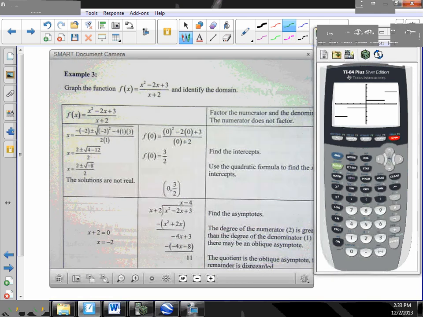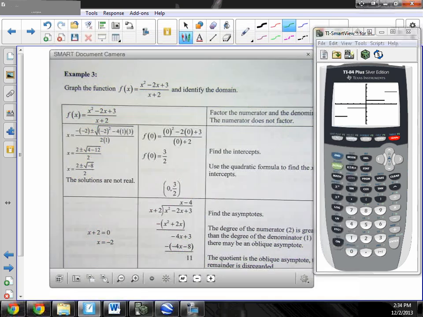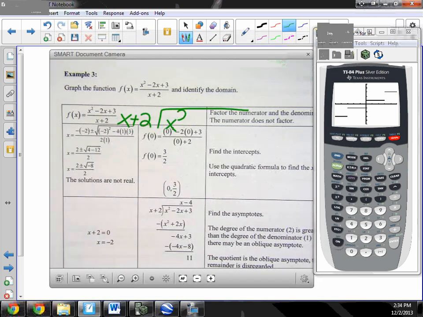So now which is bigger, the top or the bottom? Top is bigger, so it probably has an oblique asymptote. Do they differ by one number? Yes, the top is an x squared and the bottom is an x. So what we do is we ask how many times does x plus 2 go into x squared minus 2x plus 3?